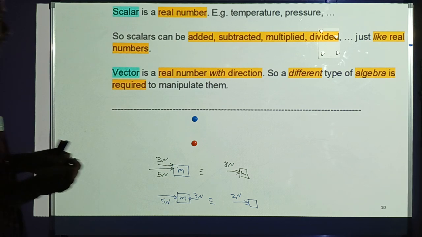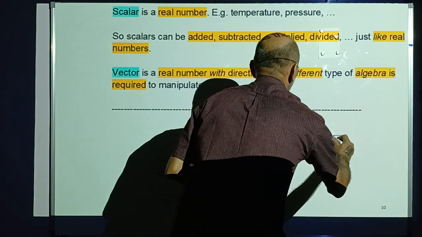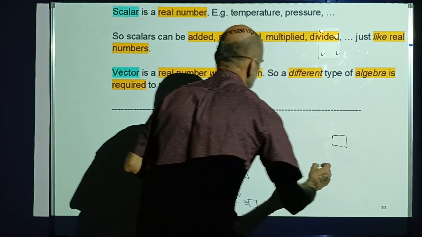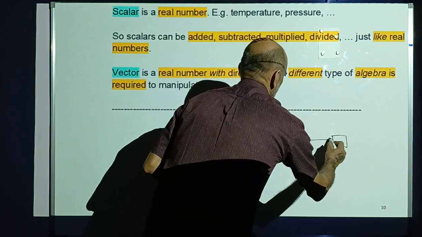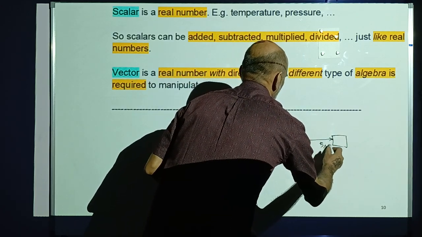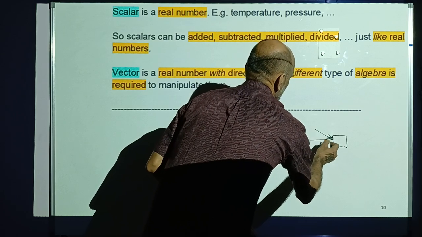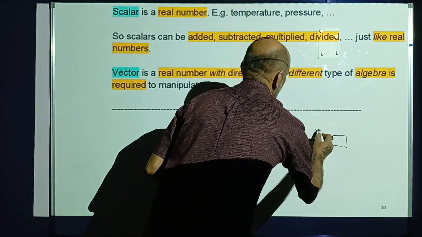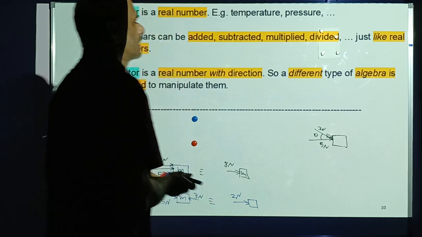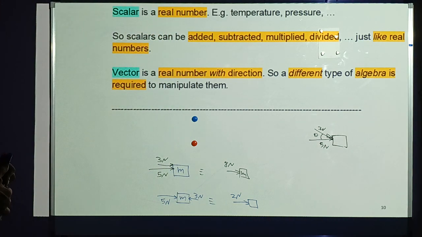But what if the two forces are acting like this? Not at 0 degrees or 180 degrees, but in some arbitrary direction. So 5 Newton is acting horizontally, but 3 Newton is at an angle theta. Now how to add these two forces? So this is where the vector law of addition comes, which will be discussed in the next video.